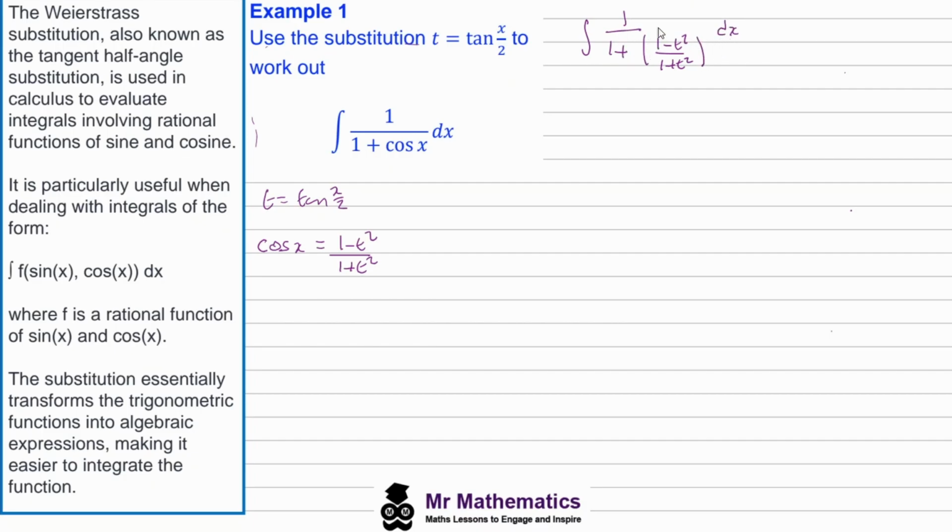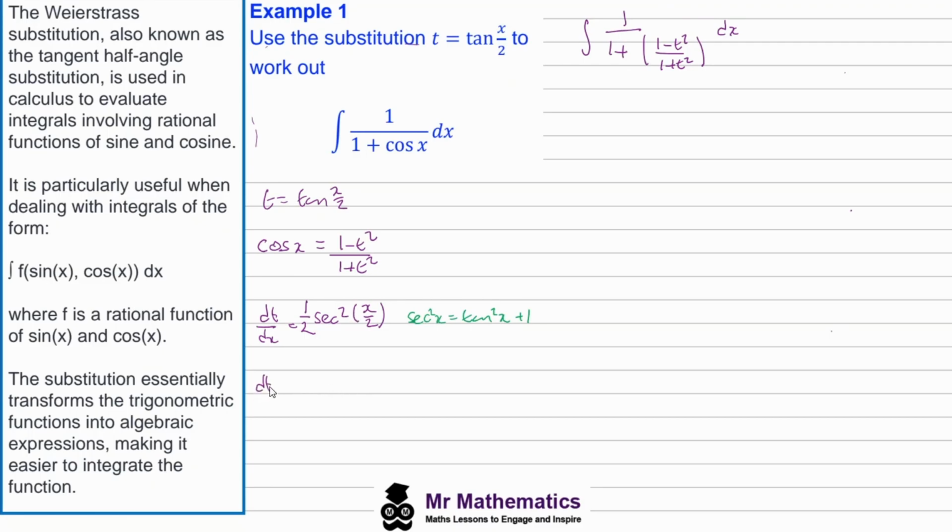But now we've got an integral in terms of t, so we need to change what we're integrating with respect to. But we can work out dx if we differentiate t. dt by dx, and we should know that the standard derivative of tan is sec squared of x over 2, and using the chain rule this becomes 1/2 of sec squared of x over 2. And we can write sec squared of x over 2 in terms of tan using the identity that sec squared x is equal to tan squared x plus 1.